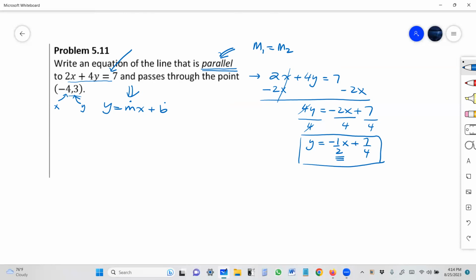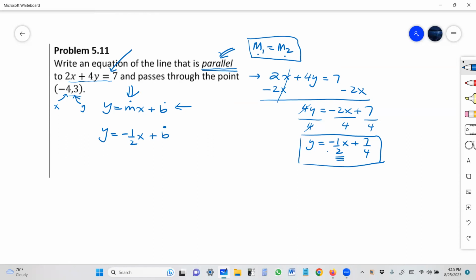And this slope, minus 1 over 2, is identical to the slope of my line, this one over here. Why? Because the lines are parallel according to the problem. So when the lines are parallel, we have to remember this, the slopes are the same. So from this, I immediately go to y equals minus 1/2 x plus b. All I have to do now is find b.